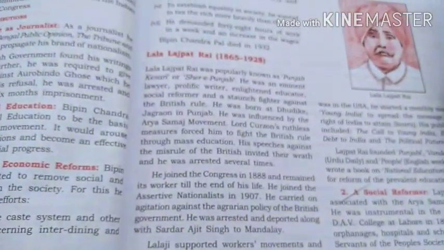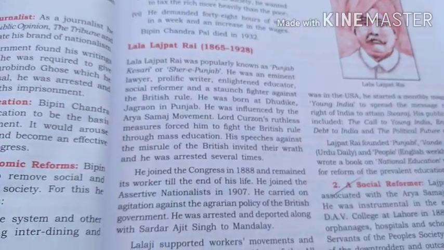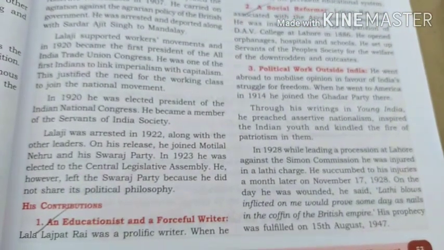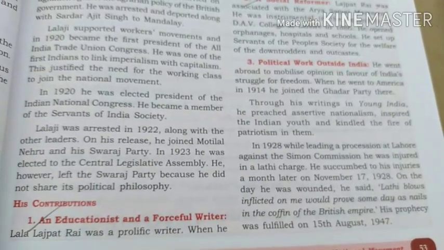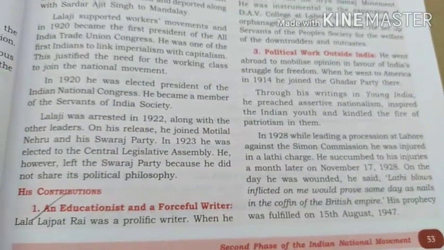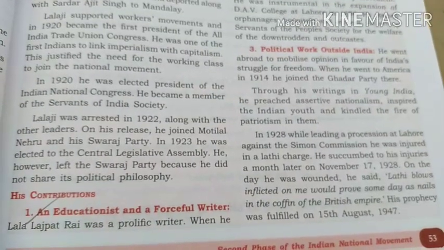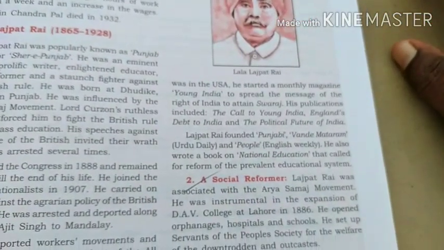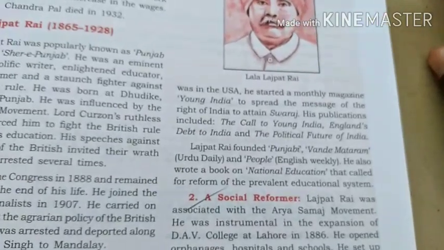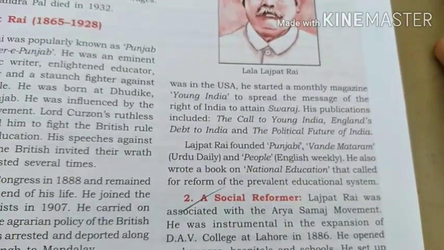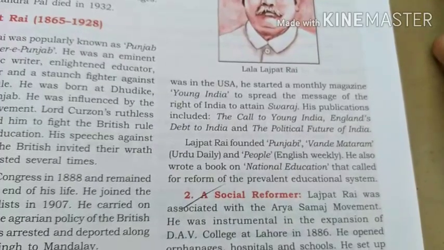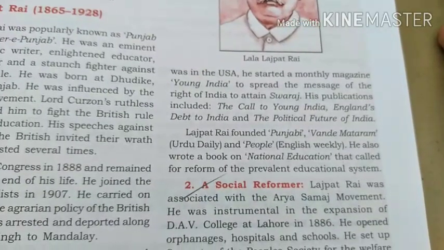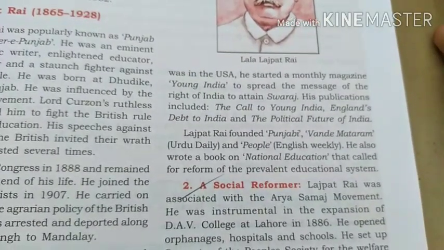Now let us talk about Lala Lajpat Rai's contribution. First, an educationist and a forceful writer. Lala Lajpat Rai was a prolific writer, an excellent writer. When he was in the USA, he started a monthly magazine, Young India, to spread the message of the right of India to attain Swaraj. His publications include The Call of Young India, England's Debt to India, and Political Future of India.